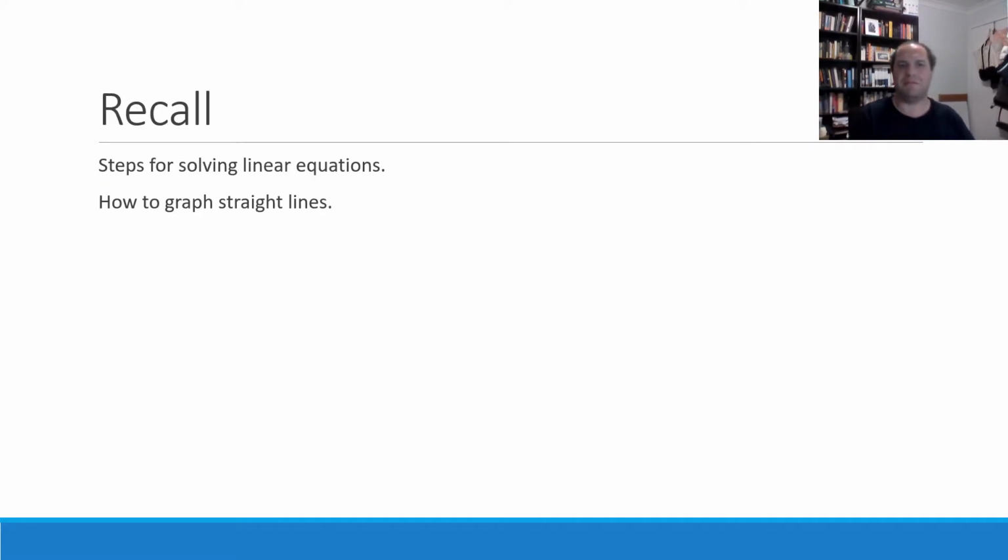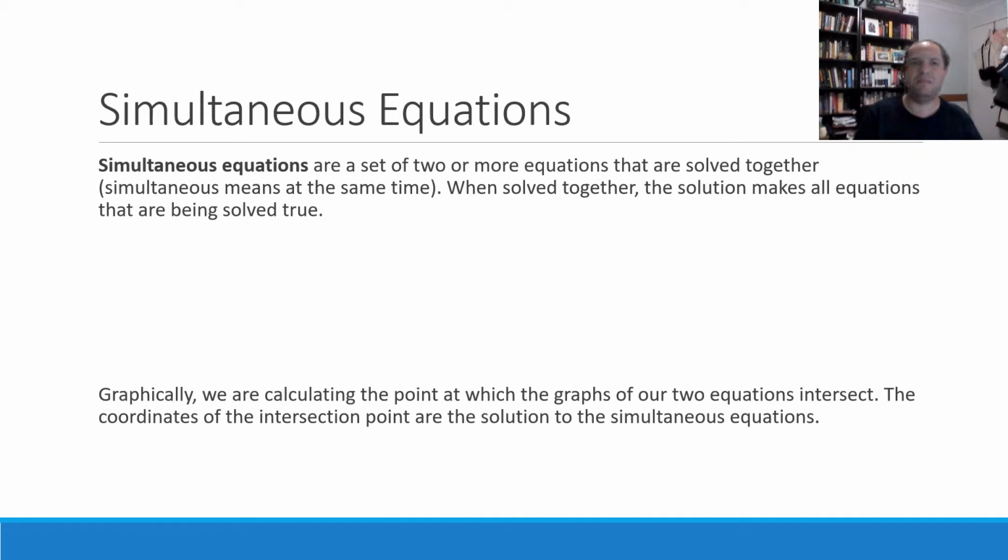Some steps you'll have to remember: solving linear equations and also graphing straight lines. Both of those skills we'll be building on in this lesson. So simultaneous equations are a set of two or more equations that are solved together. Simultaneous just means things are done at the same time or done together. So we've got two or more equations and we're solving them both at the same time. When solved together, the solution makes all equations that are being solved true.